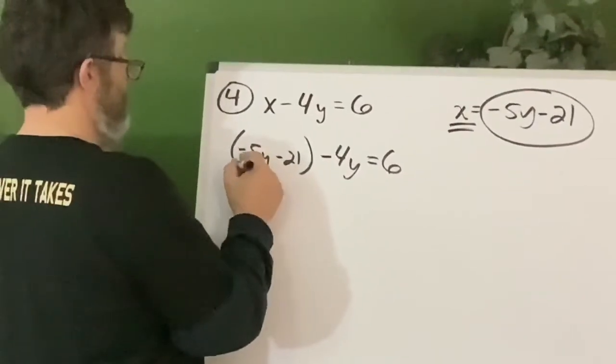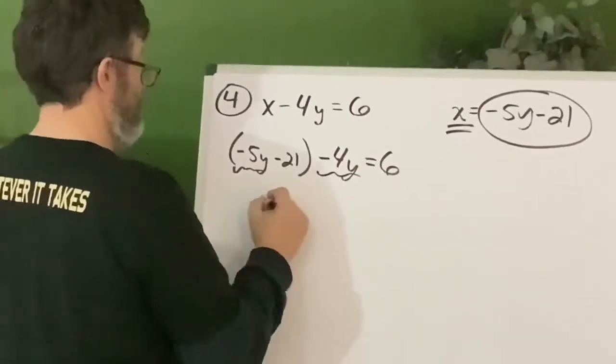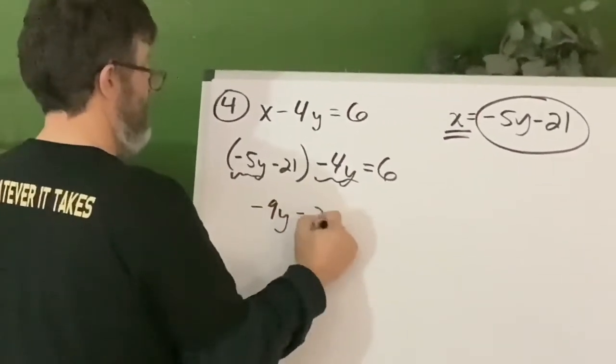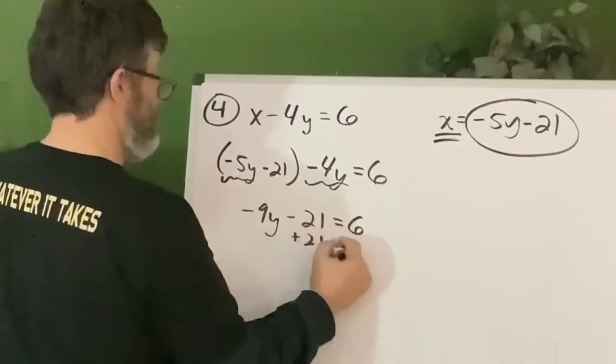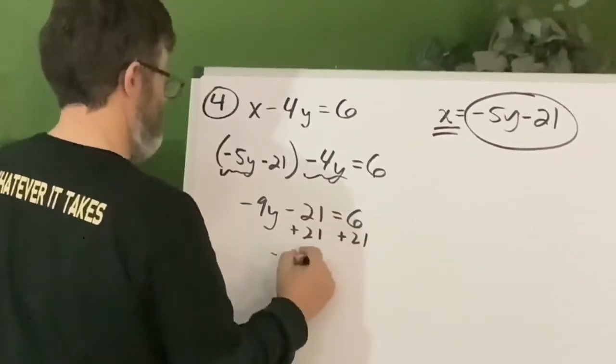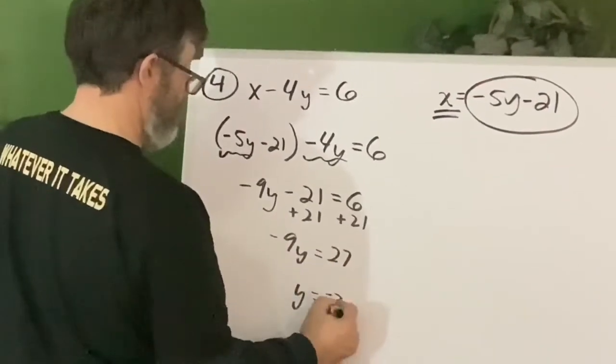So now, combine things that are alike. Here's a -5y and a -4y. That gives me -9y minus 21 equals 6. Add 21 to both sides. Negative 9y equals 27. Y equals negative 3.